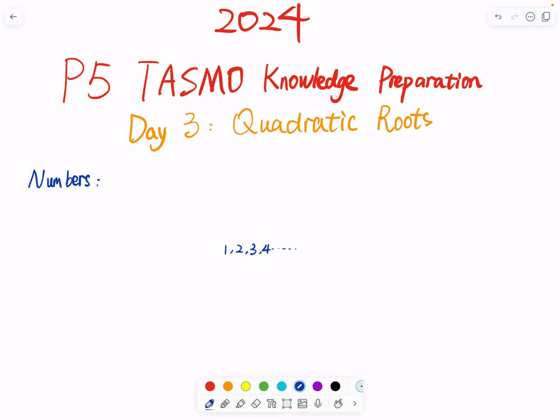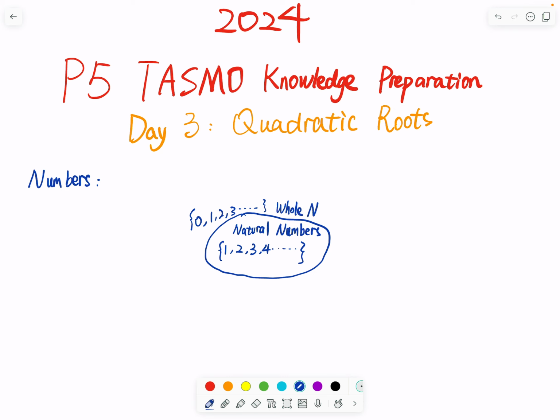Actually, no. The teacher will tell you this part we call natural numbers. Okay, we call it natural numbers. And after that, you may think about zero. So what is zero? Zero is outside the natural numbers, and we put zero here. All the 0, 1, 2, 3, and so on, continuing. We call this one whole numbers.